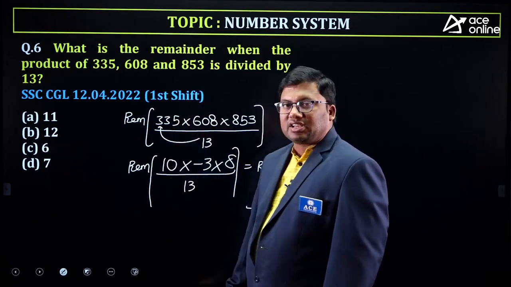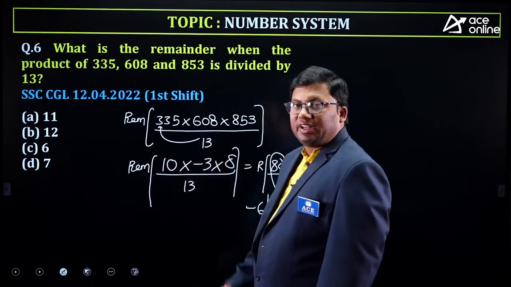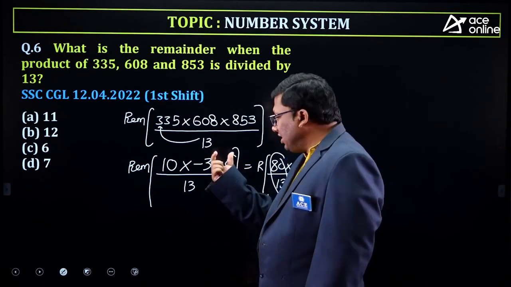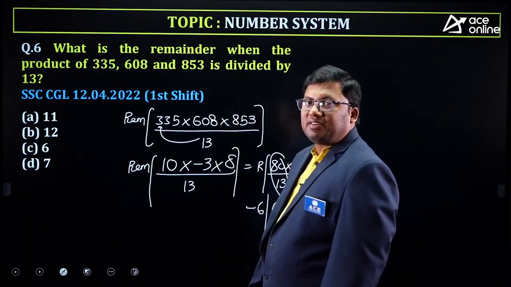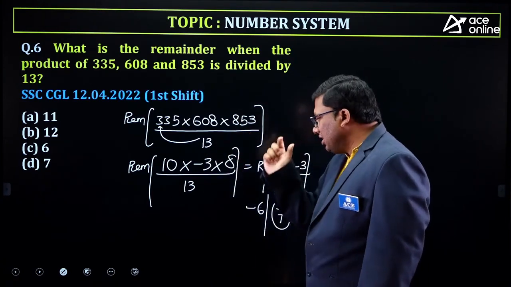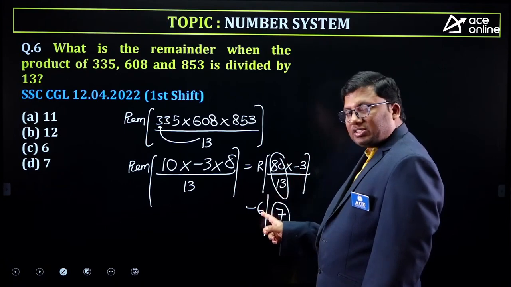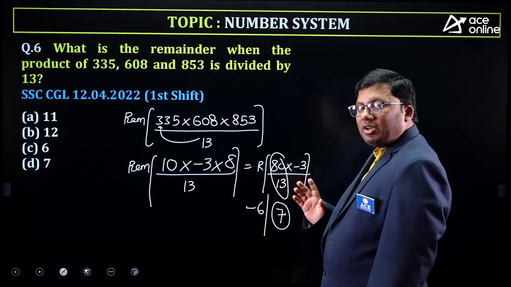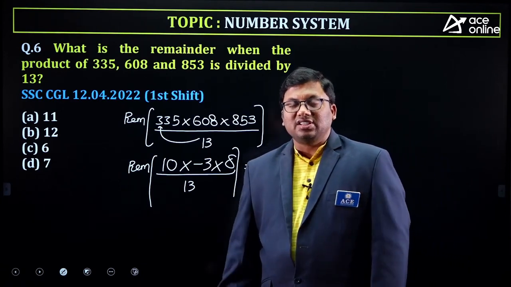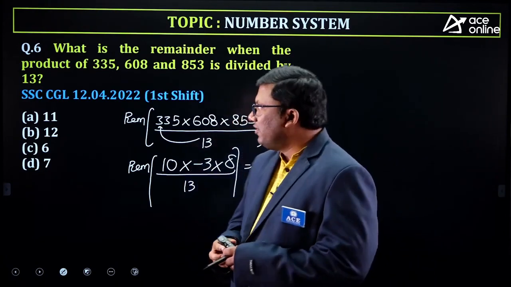Again: 13 2s are 26, 7. 13 5s are 65, 10. 13 4s are 52, 8. 13 7s are 91, minus 3. 13 6s are 78, 7. 13 5s are 65, 8. 10 8s are 80, and 13 6s are 78, so 2. 2 into minus 3 is minus 6. Negative remainder minus 6, positive remainder 13 minus 6 is plus 7. The answer for this question is 7. Simple. If you use negative remainders or positive remainders, you will get the answer.